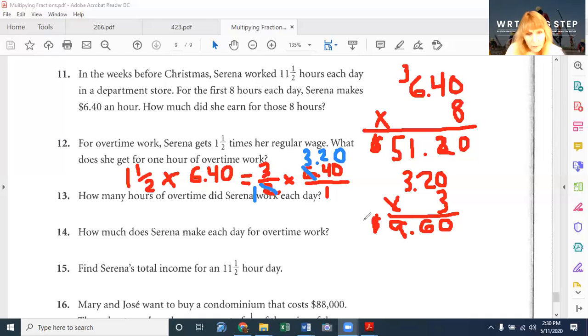So she works 11.5 hours each day if you go back up to number 11 in the problem there. So 8 of them is considered regular pay. So how much is that going to be overtime? Well, you could do subtraction. You can probably just do it in your head, but if you don't see that right away, you're going to subtract the 8 hours of regular pay she gets.